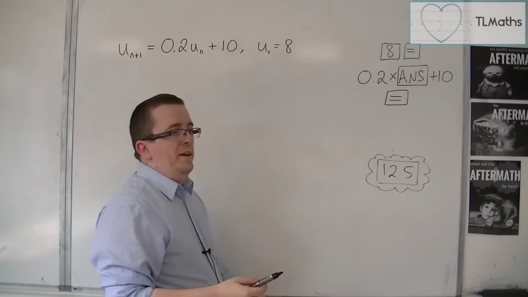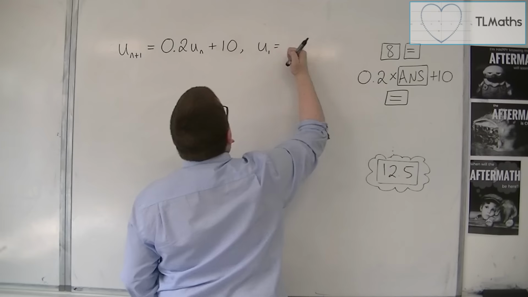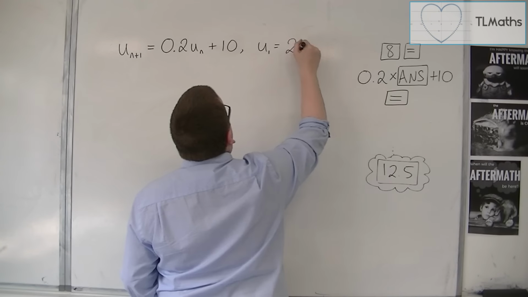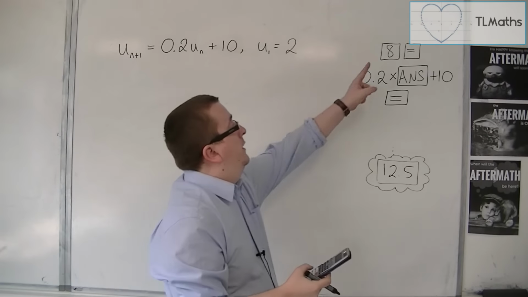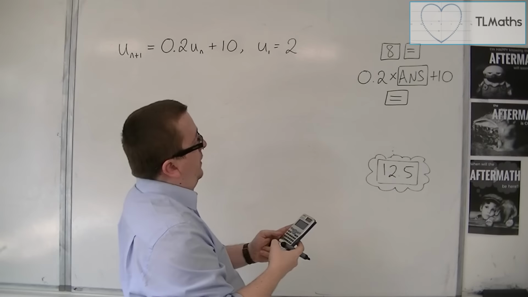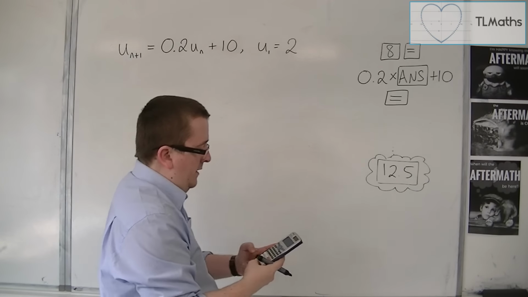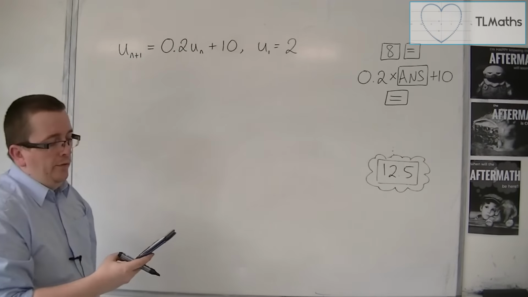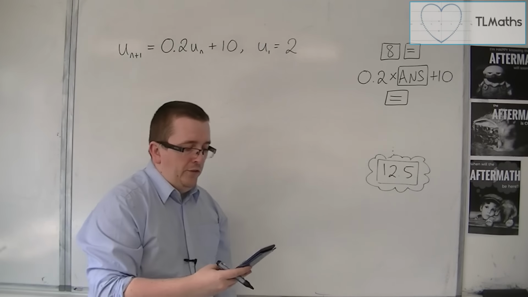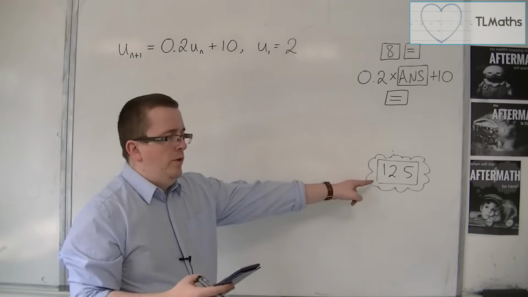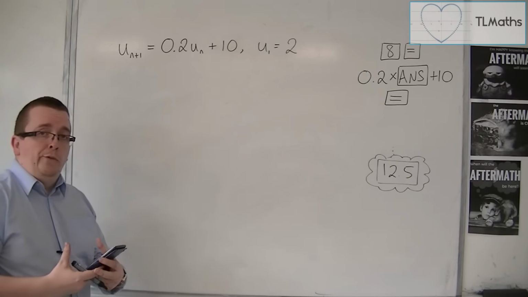Now what I'd like you to try is, instead of trying 8, let's try the number 2. Do exactly the same process: 2, then equals, then 0.2 times the answer key plus 10, and then keep pressing equals. And what you should find is that once again we come across this number. Okay, so maybe that was a fluke.